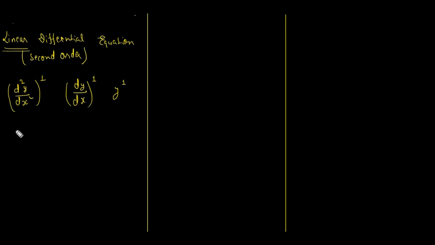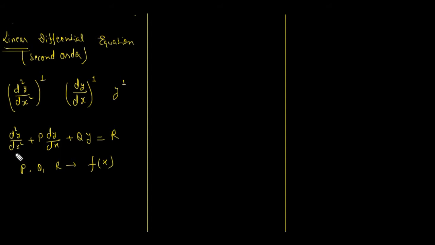So considering all these facts, we may write a differential equation of second order: d2y by dx square plus p dy by dx plus qy is equal to r, where p, q and r are only functions of x. This is a linear differential equation. This is of second order.